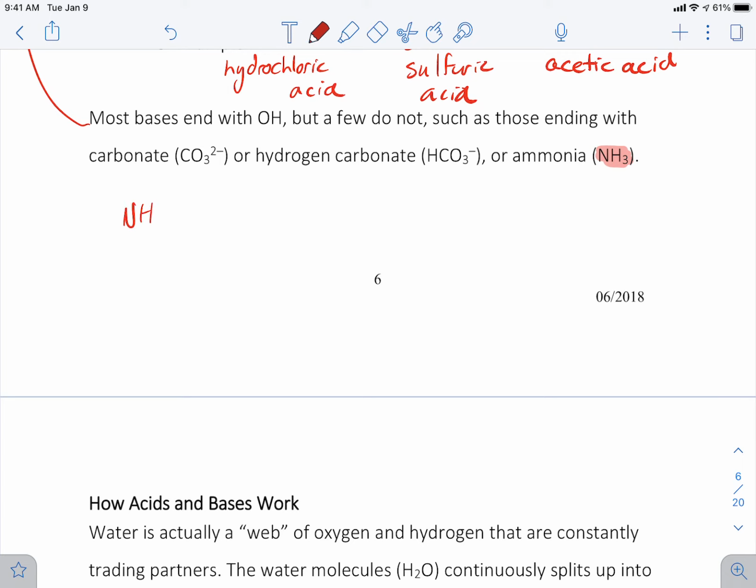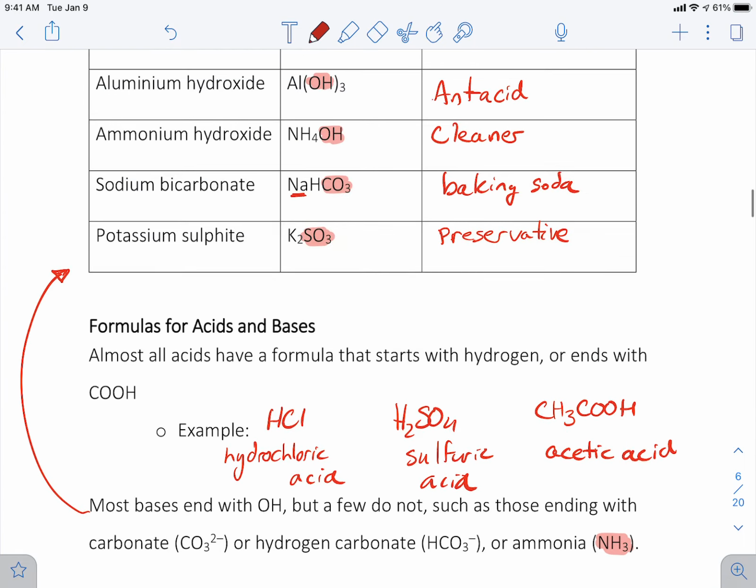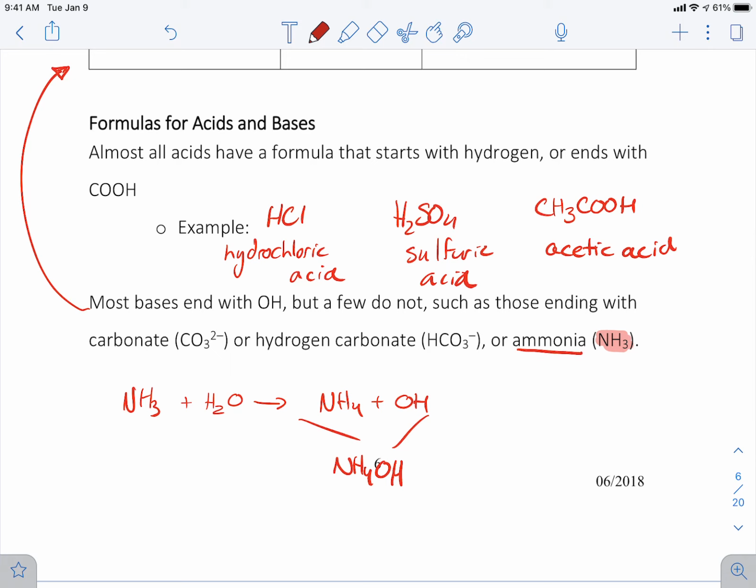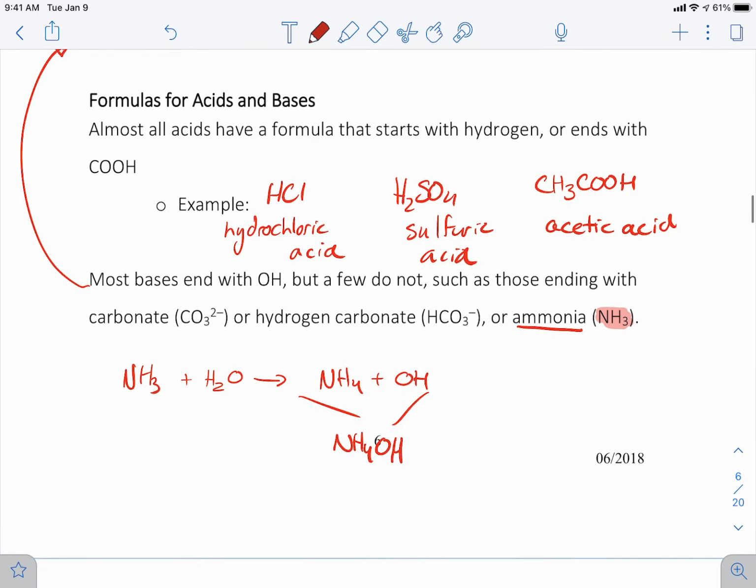Now, ammonia is an interesting one. Ammonia is NH3, and notice that it doesn't have a hydroxide, but when you react ammonia with water, the reaction produces NH4 plus OH, which is also represented as NH4OH. And that is, if we see above, the ammonium hydroxide. So ammonia is typically a gas, and when added to water, it produces ammonium hydroxide. So sometimes we see these two terms interchanged a little bit.